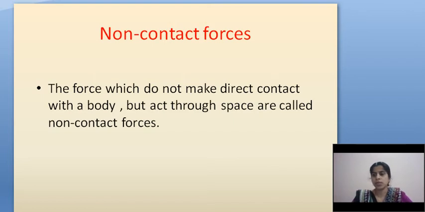And you know the magnet, so another example is magnetic force. Is the magnet a contact force or a non-contact force? Yes, correct. It is a non-contact force. And another example is the electrostatic force.